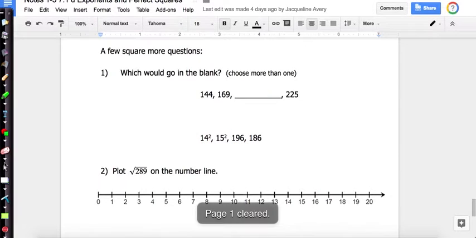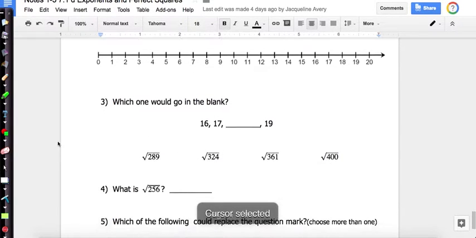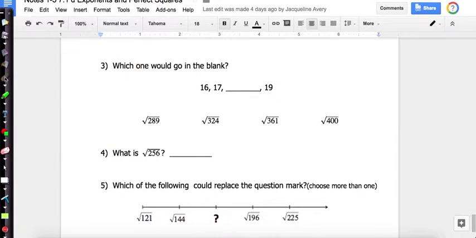Okay, moving right along. Number 3, which one would go in the blank? I have 16, 17, 18. So I'm looking at these perfect squares, and I need to figure out which one has a square root with an answer of 18. I know that 8 times 8 is 64, so I'm looking for one that ends in a 4. And the only one that ends in a 4 is 324.